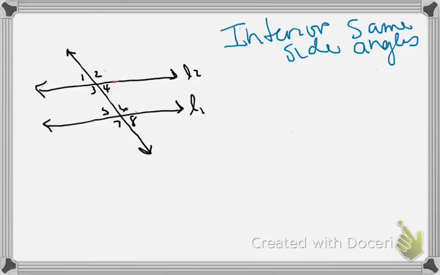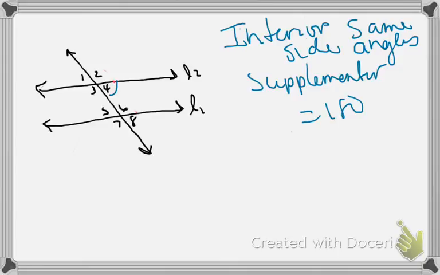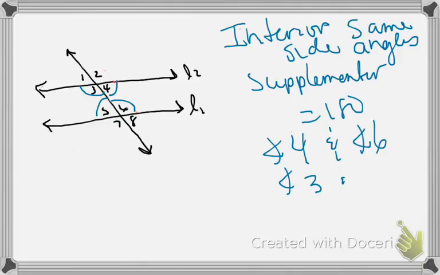Okay, the next one is interior same side angles. These angles will equal 180 degrees. They're supplementary, so supplementary angles equal 180 degrees. So 4 and 6. See how they're inside the parallel lines? And they're on the same side. The 4 and 6 are supplementary angles. Then 3 and 5. They're interior, inside the parallel lines, right next to each other, near the transversal, on the same side.